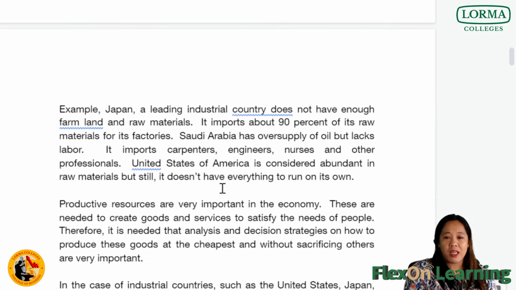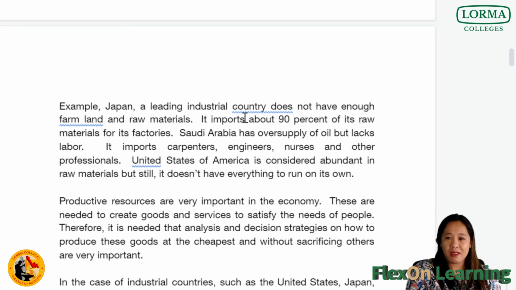Okay, so an example is Japan, a leading industrial country, does not have enough farmland and raw materials. So they have machines, intelligence, they have manpower, but they don't have land. Okay, and they don't have raw materials. There are few trees, few bamboos, few other inputs which are going to be used for their manufacturing or for their industries.